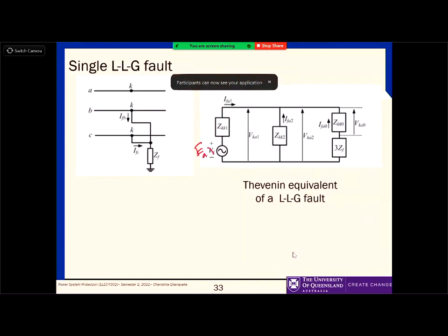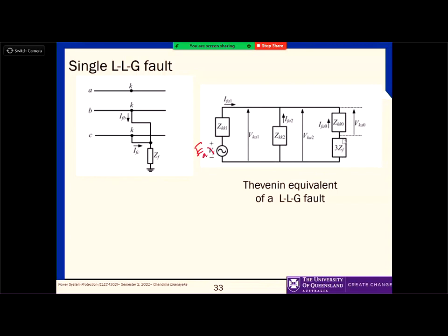The next is line to ground fault. I am not going to derive everything, right? We have now done it for line to line and line to ground. So I will just show you the equivalent circuit. The equivalent circuit is the same as before. You can see that positive and negative sequence are now equal. Not only that, you can put another branch in parallel, which is the zero sequence branch, right? And then the zero sequence impedance, and then there is a fault impedance as well.